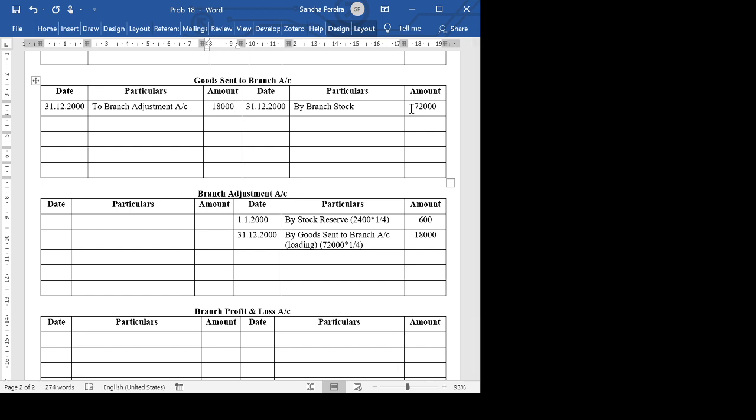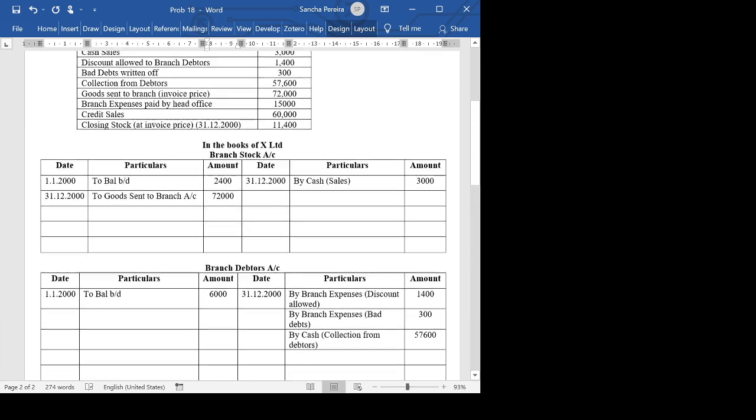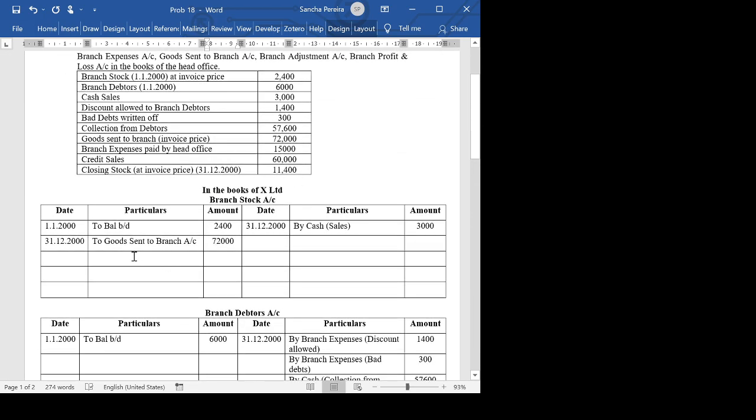Does loading always come on the credit side? No, need not be. Why has loading come on the credit side? Because of this entry here. If, say, the branch is returning goods back to the head office, stock is going out from the branch, it will come this way. That time the loading in the adjustment will come on the debit side.